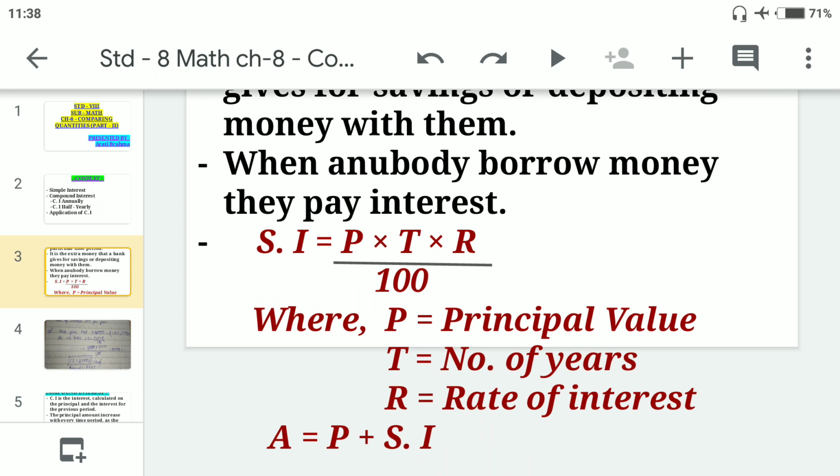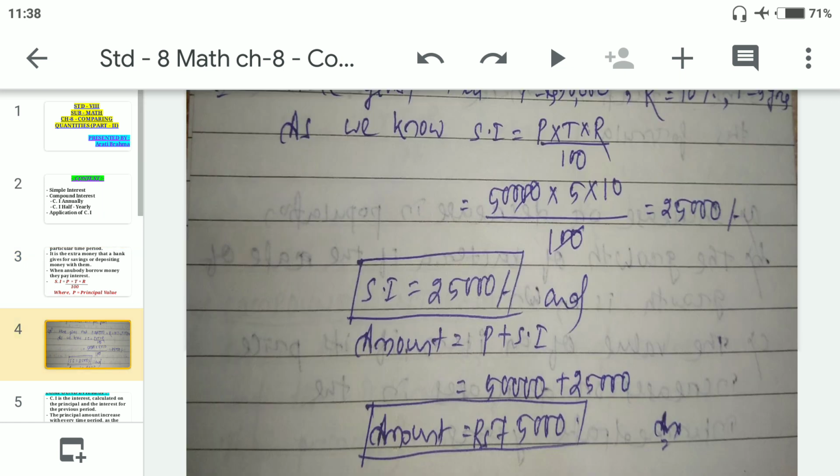See, rate of interest means per 100. What is the money you have to pay? If it is 5% or 10%, it means per 100 you have to pay 5 rupees or 10 rupees, like that. And finally, if it is asking what is the amount, in that case you have to add the principal value along with the simple interest to know the final amount you should return. Okay. So see an example related to this question.